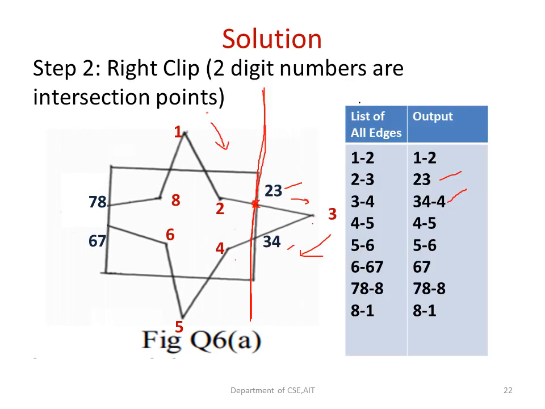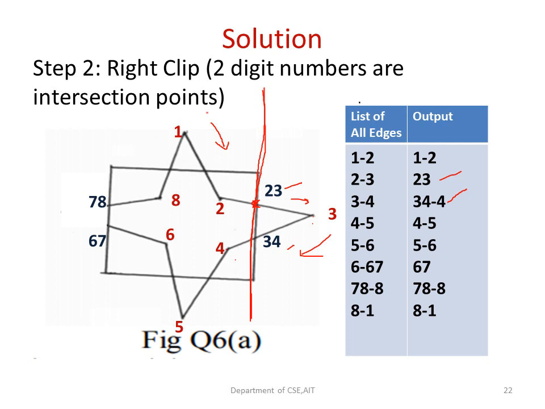We are going to apply the right clip now. In the right clip, in the Sutherland-Hodgman, we are going to consider the right clipping window, and whatever is there to the right of the clipping window will be rejected. So after listing down all the edges, we can see that only 2 edges are affected in the right clip. Which are those 2 edges? We have the edge from 2 to 3, and we have an edge from 3 to 4.